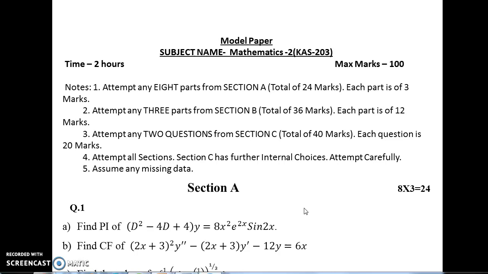Now next one, find the complementary function of this one. This is a variable coefficient differential equation, Legendre type equation. So suppose that 2x plus 3 equal to e to the power z, and then (2x plus 3)y' can be written as 2Dy, and (2x plus 3) square y double dash can be written as 2 square D(D minus 1)y. Replace here, convert into a constant coefficient differential equation, and then we can solve in terms of z and then put the value of z.